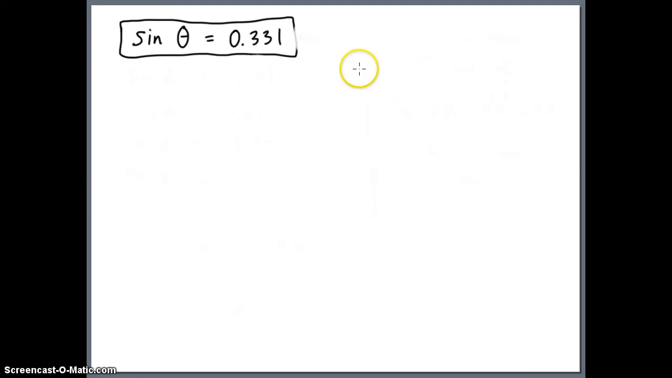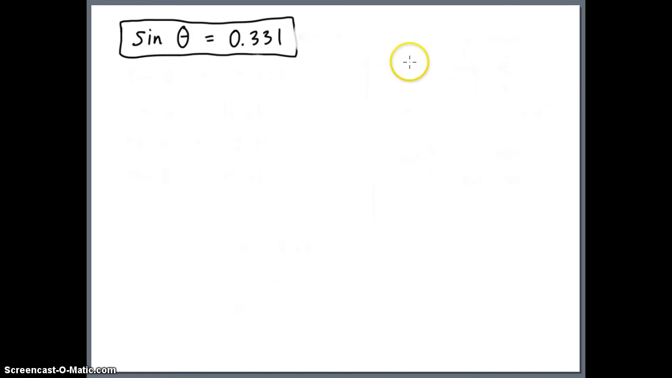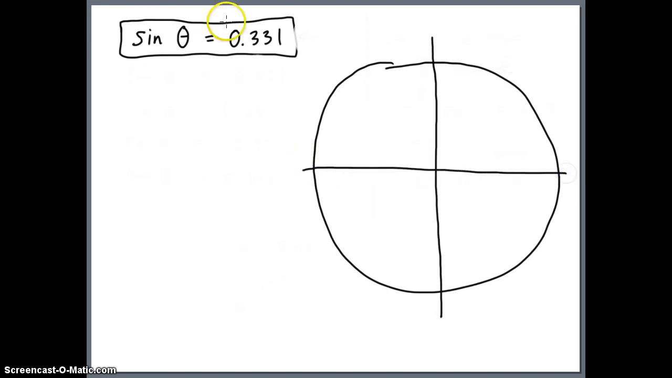I like to draw in a unit circle. Let's try that again. I'd like to try, in a unit circle, finding the solutions to the equation sine of theta is equal to 0.331. And let's only look at theta in the interval from 0 to 2 pi.